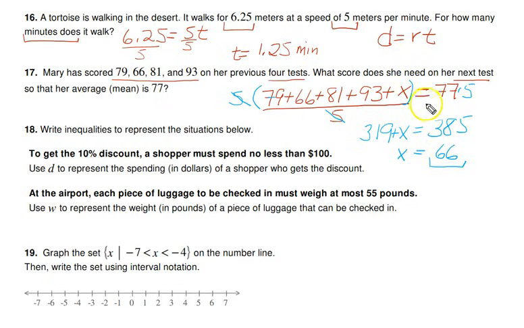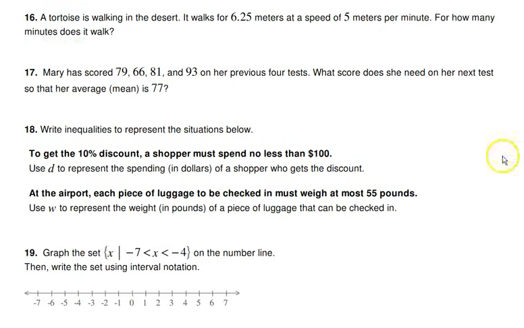It's been doing pretty well. Let's get a 77. 77 is usually considered a C+. I would shoot for perhaps a little higher than that.